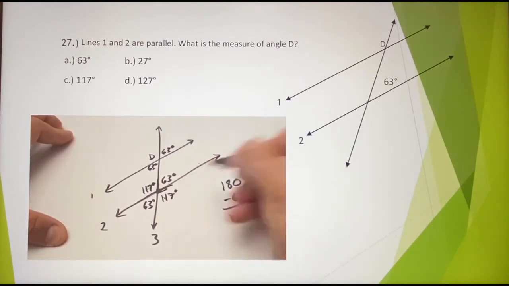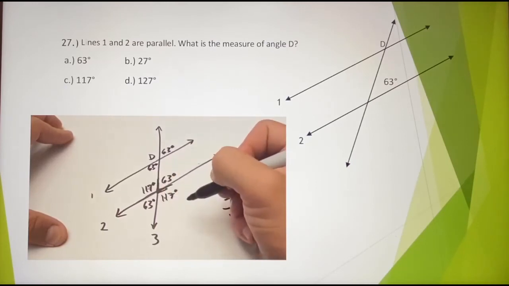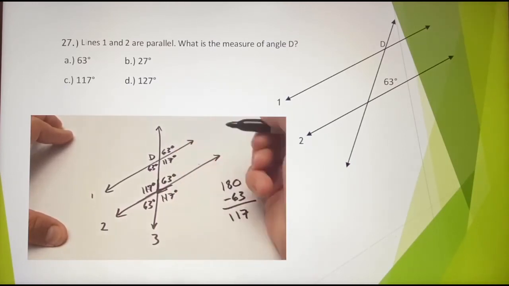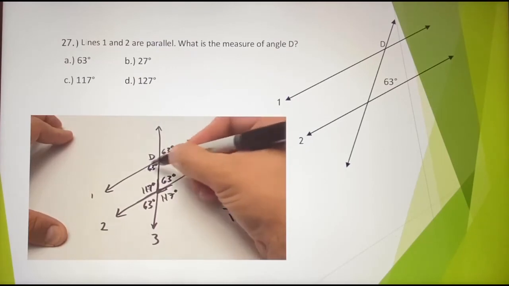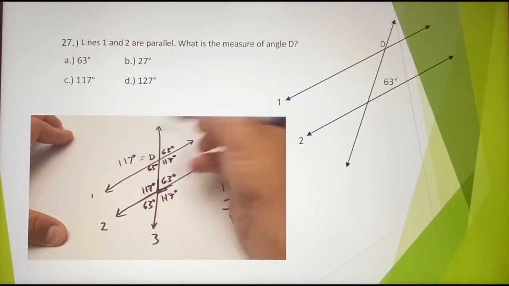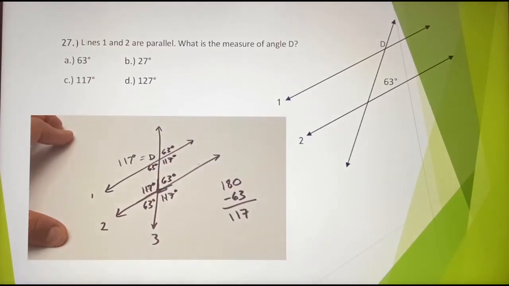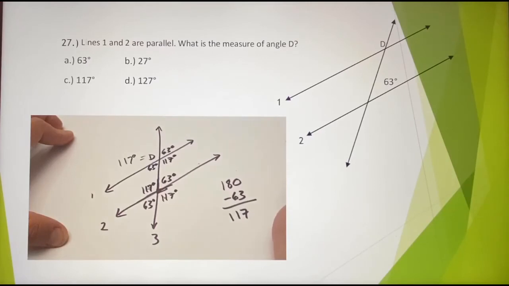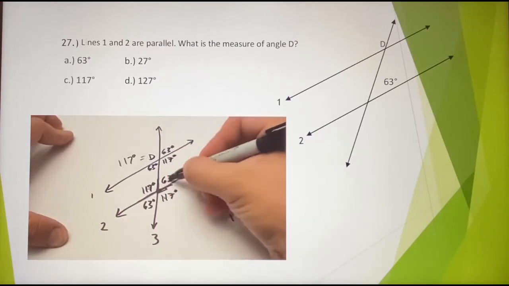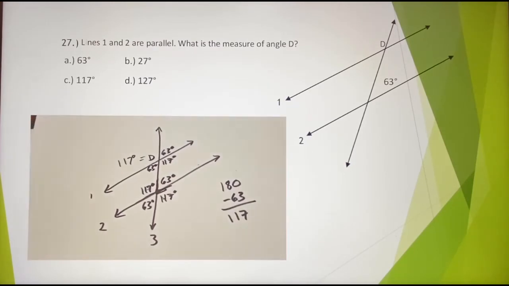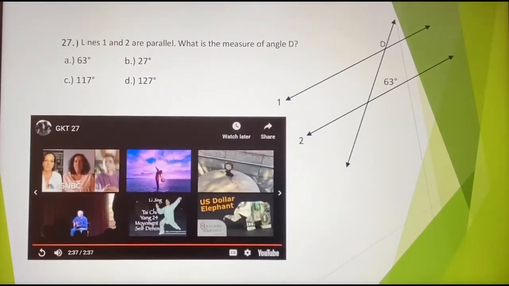And so that tells me that this angle is going to be 117. This angle is going to be 117 because of those vertical angles. This angle is also going to be 117. These 2 form a linear pair, those 2 form a linear pair. And so therefore D is going to equal 117 degrees as well. So all the obtuse angles up here are going to be equal to each other, and all the acute angles are going to be equal to each other.